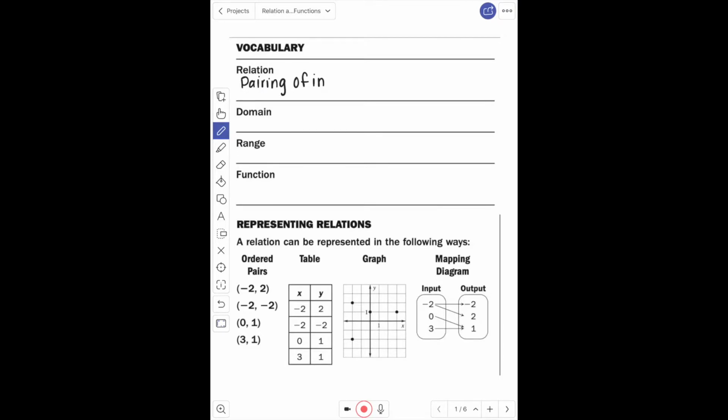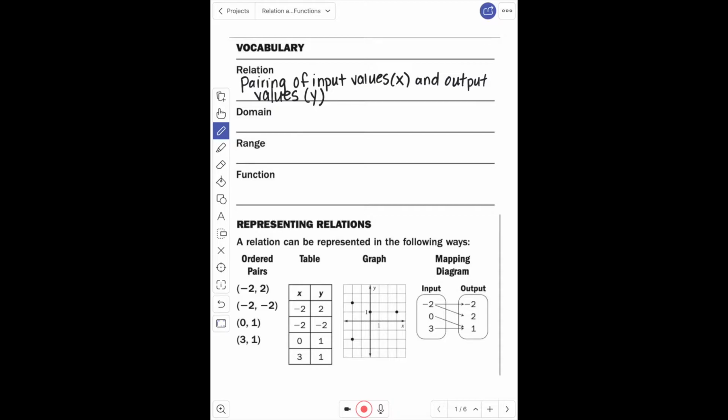So input values are going to be your x values, and your output values are going to be your y values. So nothing special other than the fact that if I have an x, then I have a y. It's a pairing of the two. There's no significant relationship that is special. We'll talk about that in a second. It's just the pairing of an x value to a y value.